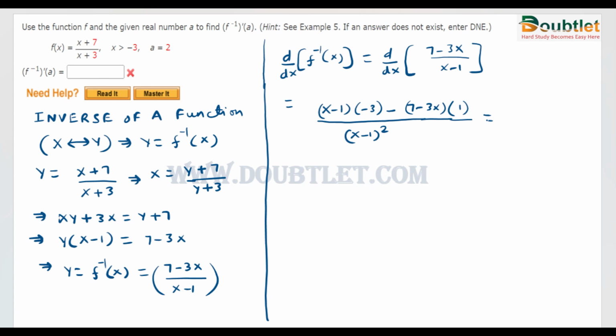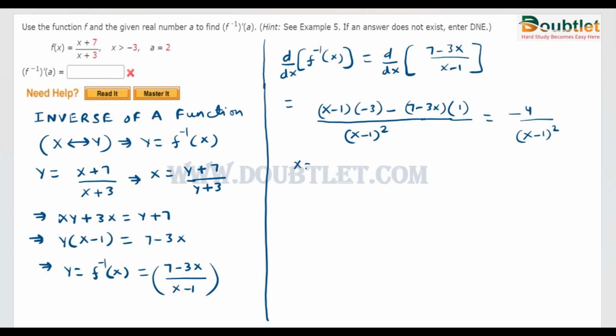So if we solve this, what will we get? This will become -3x + 3, and this will become 7 + 3x. So 3x will be cancelled. This will become -4 divided by (x - 1) whole square. So now we have found the derivative of the inverse function.